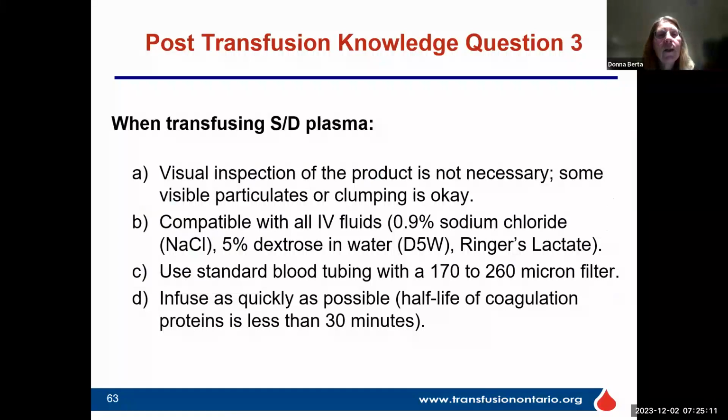And finally, the third question: when transfusing SD plasma, A, visual inspection of the product is not necessary, B, some visible particulates or clumping is okay, it's compatible with all IV fluids, saline, dextrose, ringers, C, use standard blood tubing with that 170 to 260 micron filter, or D, infuse as quickly as possible. The half-life of coagulation proteins is less than 30 minutes. And I'll give you a moment to reply there.